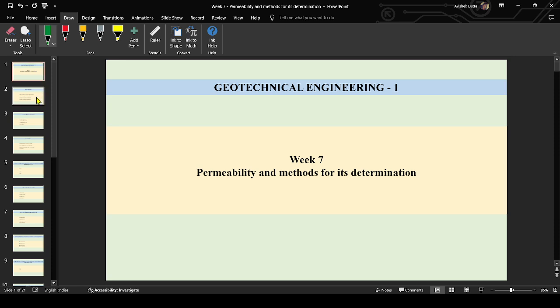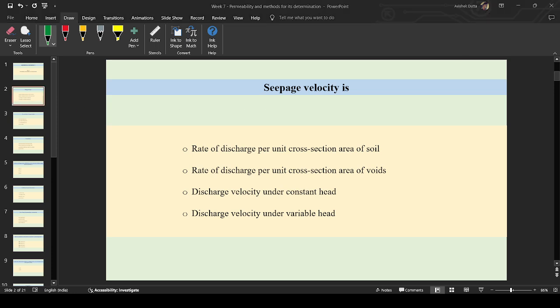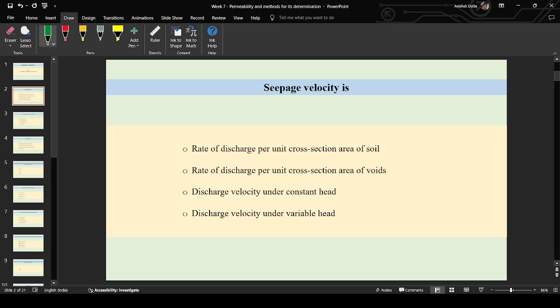So the first question was, seepage velocity is, what is the answer? Option B, sir. Yes, option B is the correct answer, because if this is a soil sample, this is the cross section, then we know that it will have soil particles.